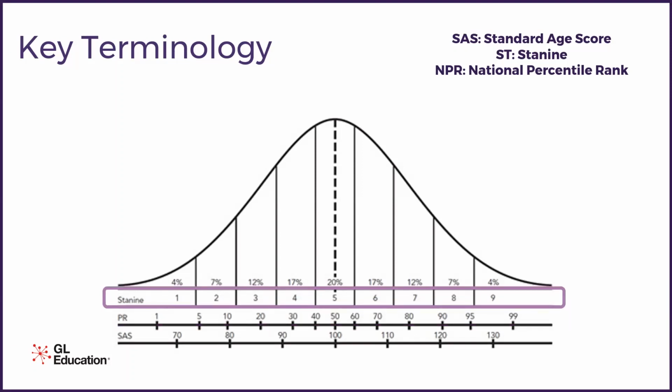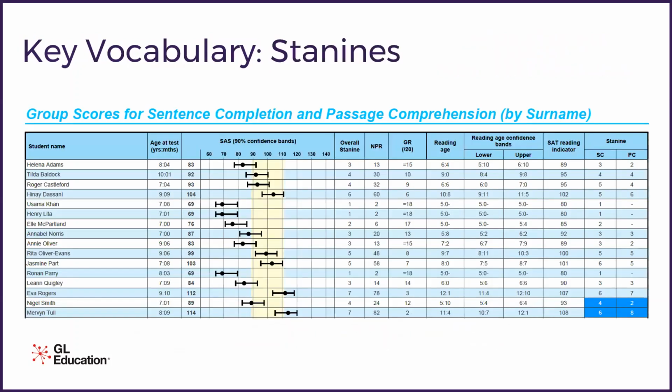And the Stanines provide a broad overview of performance and is a scaled score from 1 to 9, with 1 being the lowest and 9 the highest. In the NGRT reports, you will see Stanines used in 2 ways: an overall Stanine, seen here, but additionally, you are provided with a Stanine for sentence completion and passage completion, seen here. You will also see an indicator score, seen here, which we will look at more closely now.